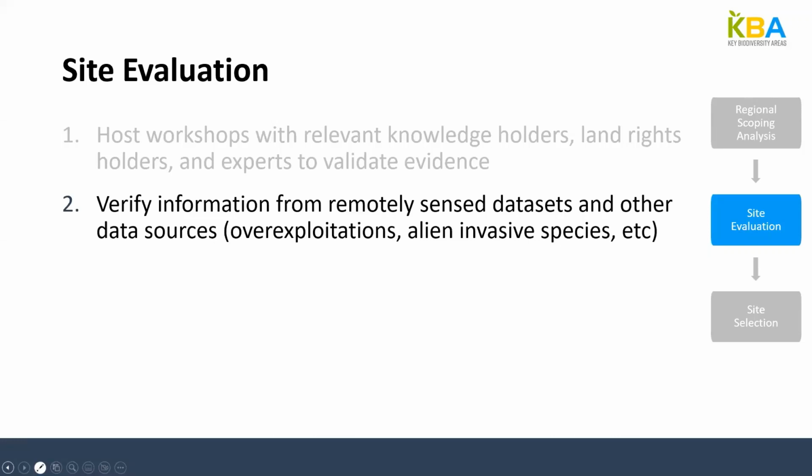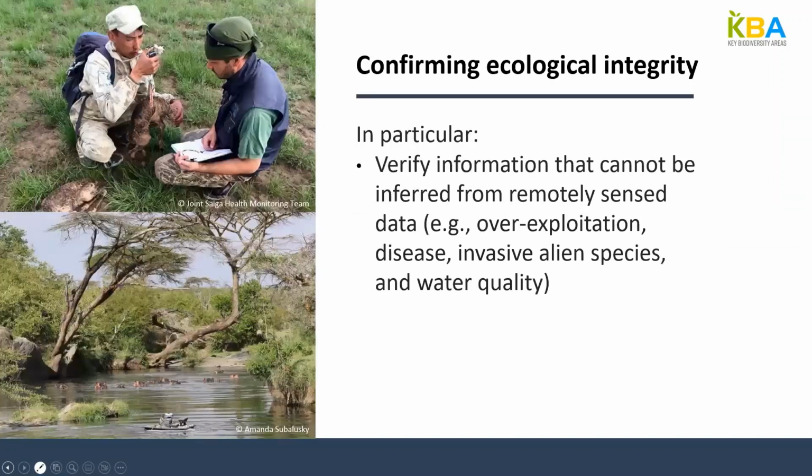Next, you may be using information from remotely sensed data sets and other data sources. You will need to verify the information that you are providing. This may also be done in workshops with relevant knowledge holders and experts by reviewing the existing data or by collecting new data, especially for information that cannot be inferred from remotely sensed data. In terms of some of the examples on the slide: overexploitation of biological resources, water quality, air quality, disease outbreaks, and so on.